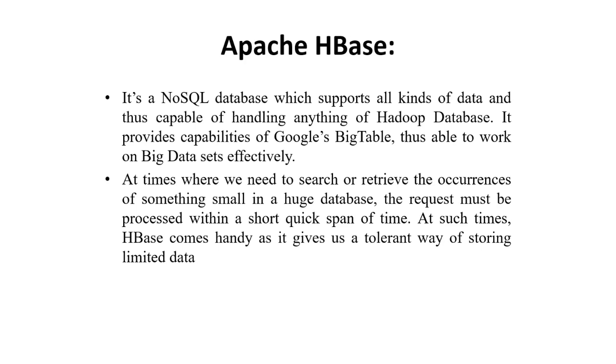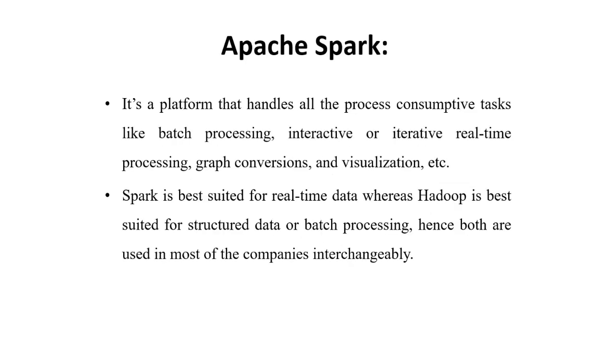And then Apache HBase. HBase is basically a NoSQL database. The main important key term here is NoSQL database. It supports all kinds of data and is capable of handling anything in the Hadoop database. It provides the capability of Big Table, that is able to work on big data sets effectively. That is called HBase. Where we need to search or retrieve the occurrence of something small in a huge database, we use HBase. So the main concept here is that it is a NoSQL database, that is, no structured query language.